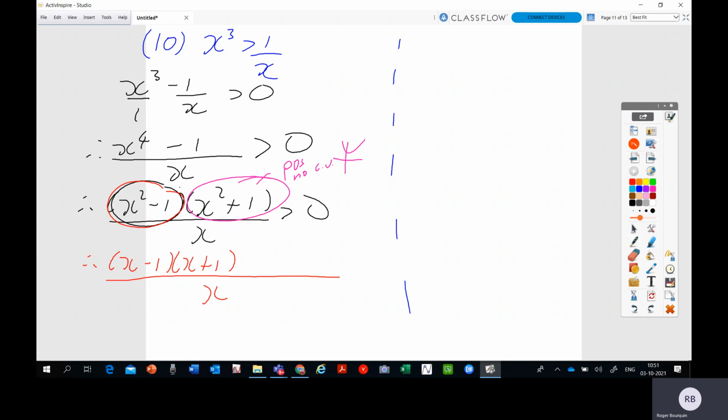Okay, and when you divide by x squared plus 1, the effect is to get rid of it. I'm left with (x minus 1)(x plus 1) over x is greater than 0. So your critical values are going to be 1, -1, and 0. Let's put those onto the number line in the right order: -1, 0, and 1.